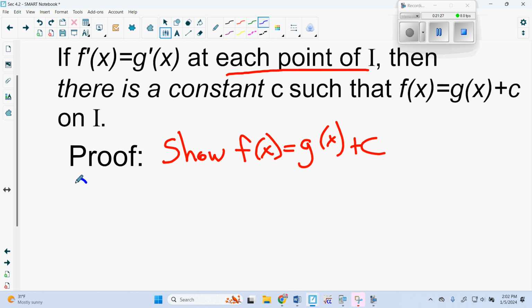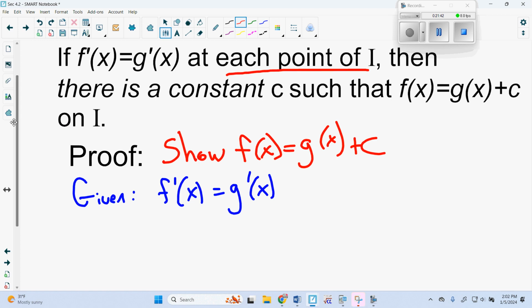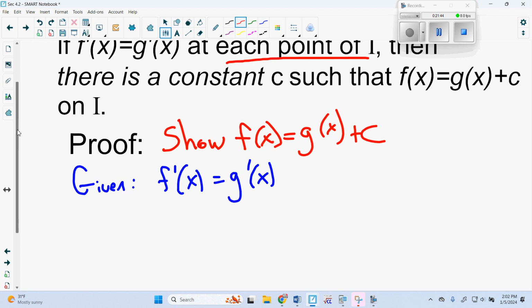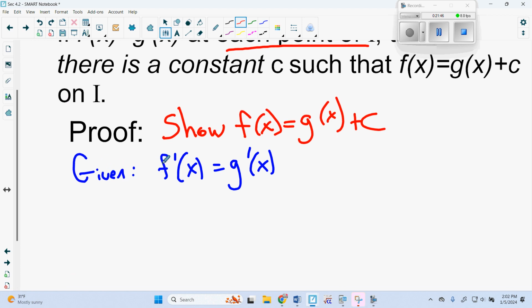So what are we given? And let me just say, you are not going to have to do these proofs. I like to show you these proofs so you can see what's coming for those of you that have a future in more math. I'm not going to ask you to do these yourself. So we want to show that f of x equals g of x plus c. So we are given that f prime equals g prime.